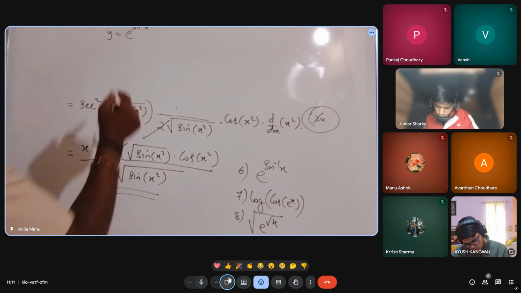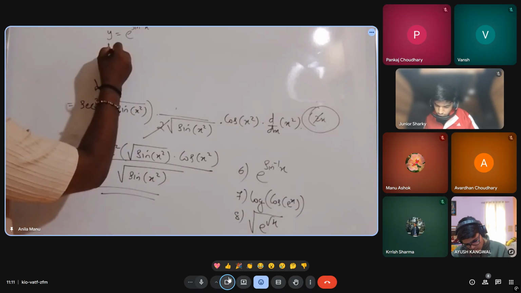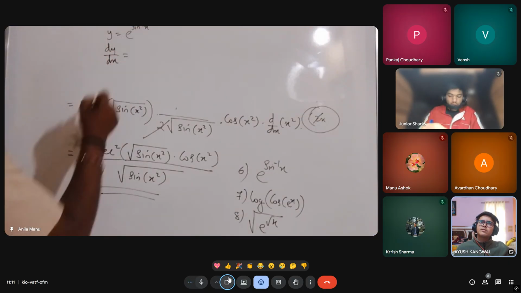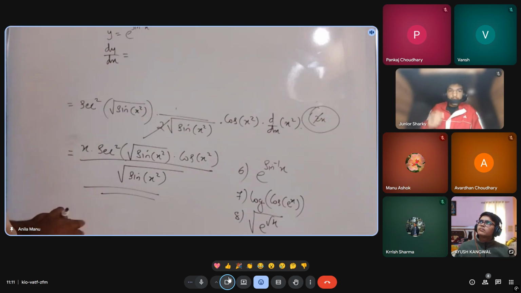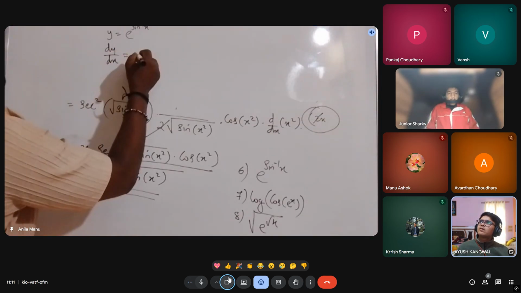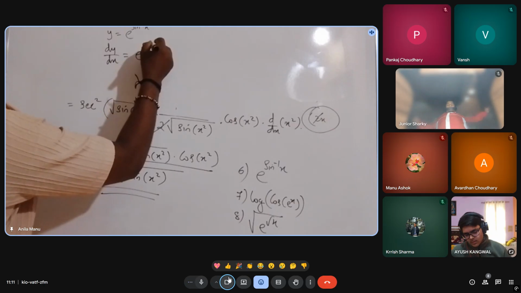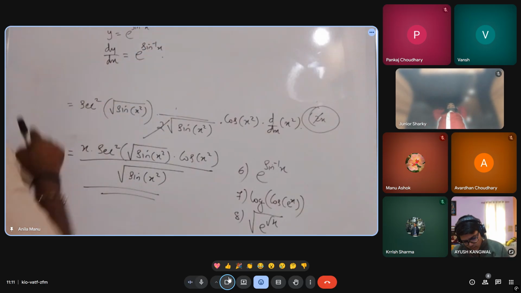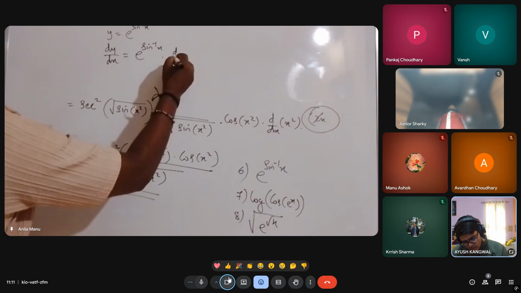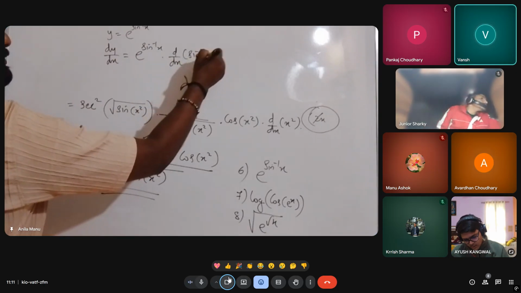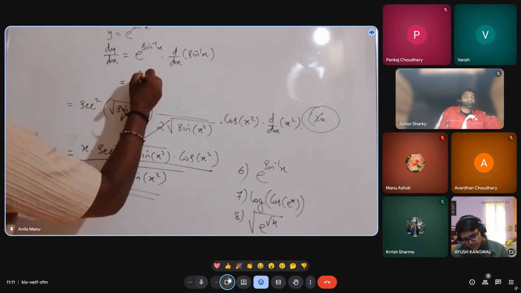Okay, tell me first, what can you see? Okay, what is the derivative of e raised to x? E raised to x. So e raised to sine inverse of x. Okay, then what did we not differentiate? Sine inverse of x. What is the derivative of sine inverse of x?